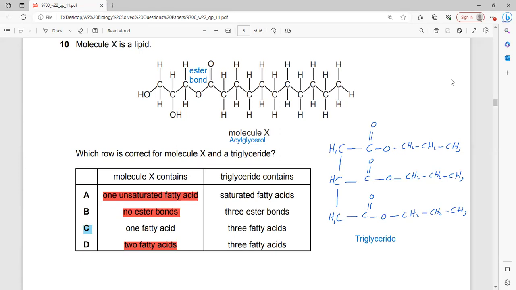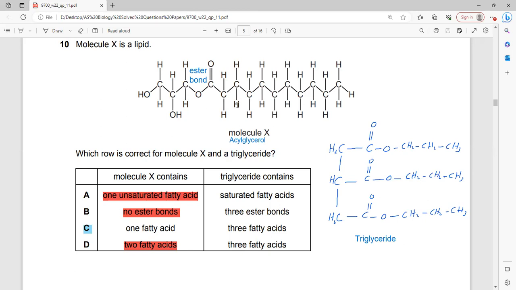Now, which row is correct for molecule X and triglyceride? I drew the triglyceride beside. This contains 3 fatty acid chains, while 1 glycerol is bonded with those 3 through ester linkages. Statement A: 1 unsaturated fatty acid chain is present in the X molecule, acylglycerol. There's no unsaturated chain. You can see there is a single bond between the carbon-carbon atoms, so all are saturated. So that's the wrong option.